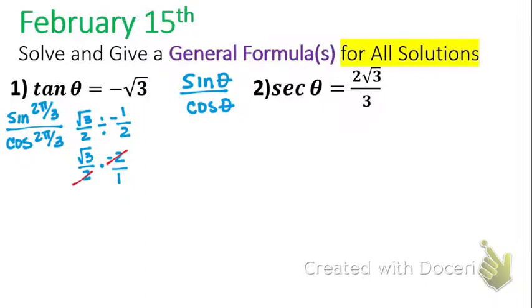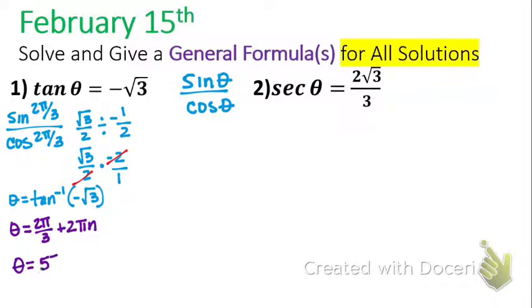So when you take the inverse tangent of negative root 3, your first angle would be theta equals 2 pi over 3, and then we have to add that 2 pi n, because it's asking for the general formula. So what's the other angle though? Because there is another angle where it would also be negative root 3. 5 pi over 3. So that would be your answers.